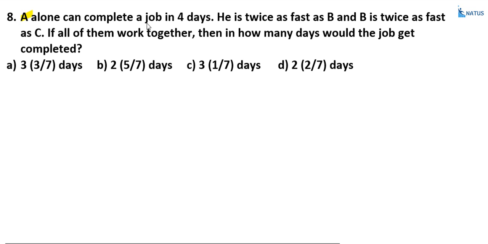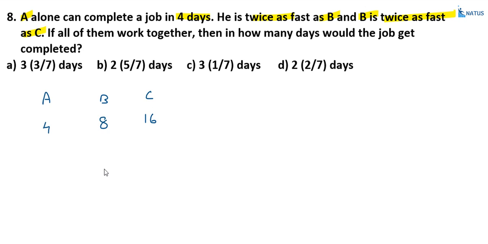A alone can complete a job in 4 days. He is twice as fast as B and B is twice as fast as C. If all of them work together, then how many days would the job get completed? Here there are three persons A, B, and C. Suppose A can complete the job in 4 days. What about B? A is twice as fast as B, so B can complete the job in 8 days. What about C? B is twice as fast as C, so C equals 16 days.